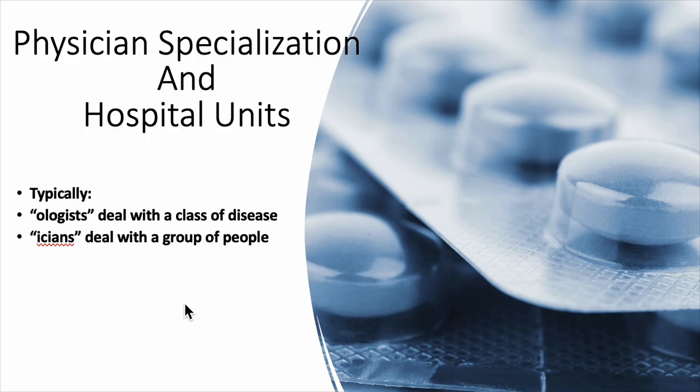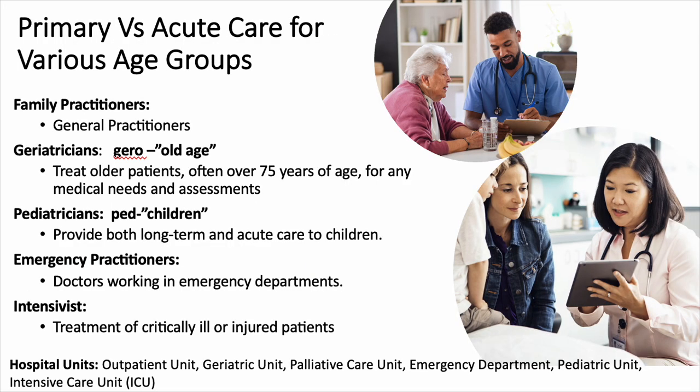So in terms of the physicians and the terminology aspect here, ologists, as we've discussed previously, will deal with a class of disease, whereas 'icians' will deal generally with a group of people or a specific population group. So let's look at that here. This slide is showing primary versus acute care for various age groups. We can see the use of 'icians' in some areas here, and as we move on, we will also see ologists and what they practice.